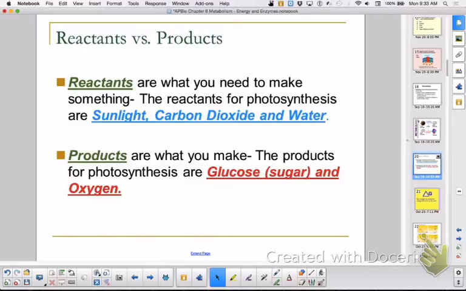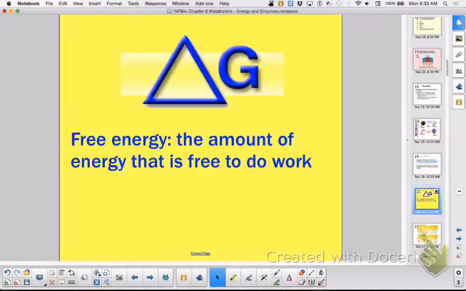Do you remember when we discussed potential energy? Yes. What has more potential energy for us? Glucose or carbon dioxide and water? Glucose has more potential energy. When you want to measure energy, okay, we're going to measure it using G. And if we put a delta in front of it, what does that mean? Change. And this is a change in free energy.